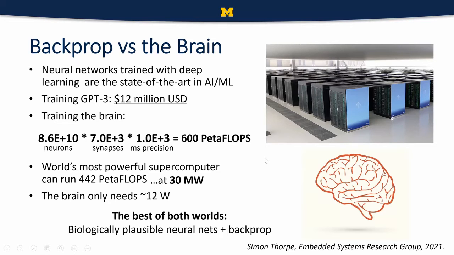Or alternatively, we can use an algorithm that we know works, such as backpropagation, and see if we can make it fit with elements of the brain. And in doing so, perhaps extract the best of both worlds: biologically plausible spiking neural nets, optimized using the backpropagation algorithm, gradient descent.